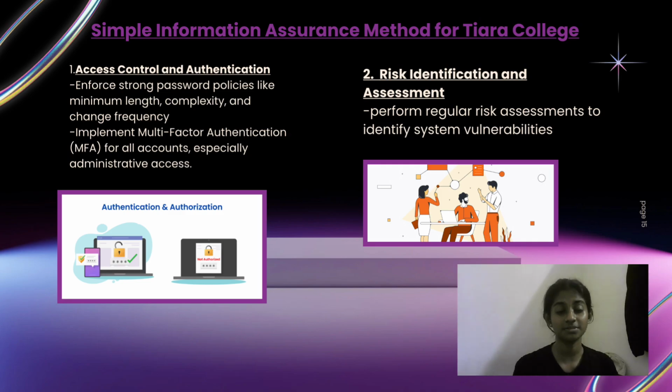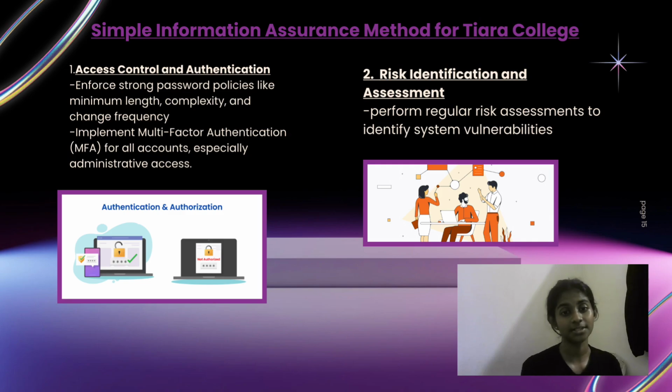So now I'm going to propose a simple information assurance method for DRS College. So the first method is access control and authentication, which means that students and employees must implement MFA, which refers to multi-factor authentication. Other than that, they should set a strong password with a minimum of 12 characters and a maximum of 14 characters. They should have at least 12, and 14 is much better, mixing capital letters, small letters, numbers, symbols, and so on.